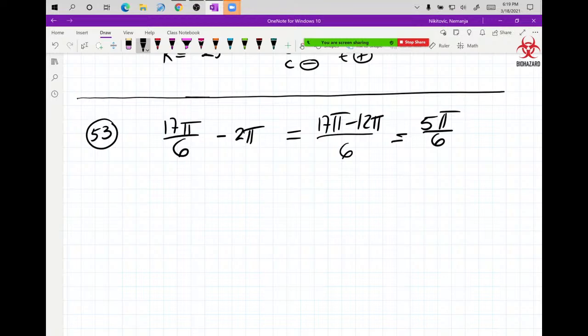Good. So now with my 5 pi over 6, I am in the first circle. I still need to figure out which quadrant though. Any suggestions on figuring out quickly which quadrant we're in? Five pi over 6. It would be in the second quadrant. Perfect. Why is it in the second quadrant? Because, guys, this is where the pi is, right?